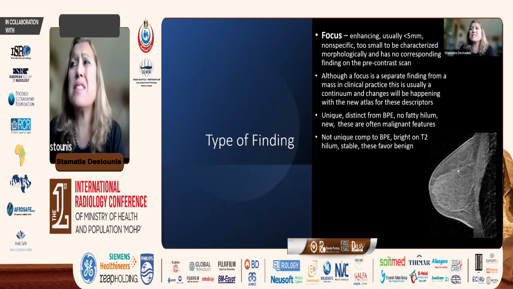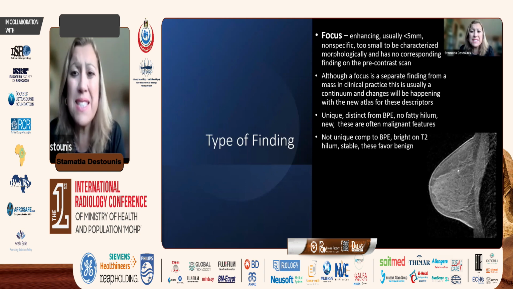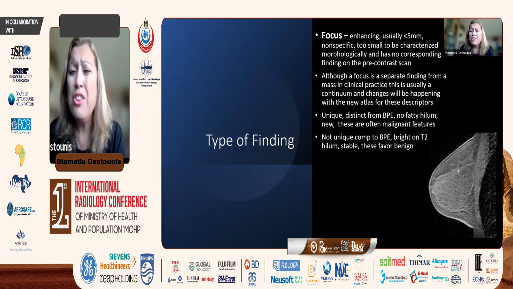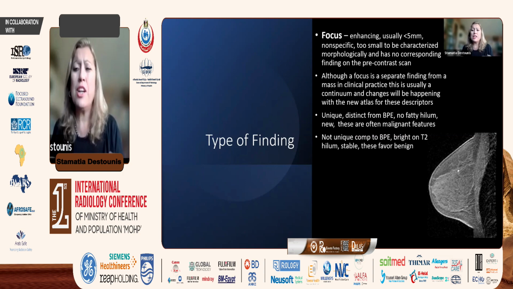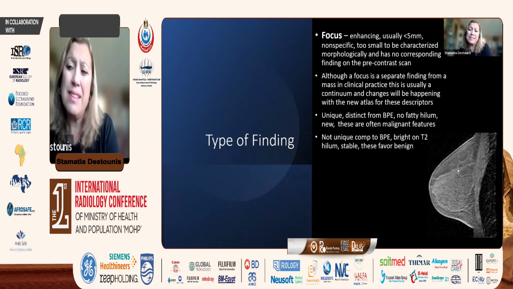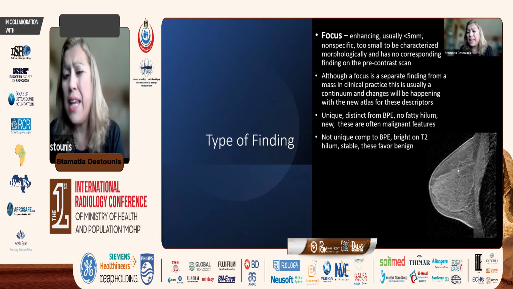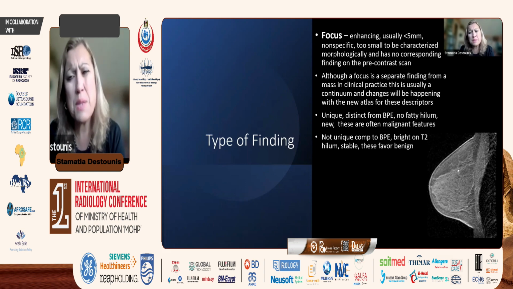A focus is a small, less than 5 millimeter, non-specific area that enhances. It's hard to characterize morphologically. We can't find it on the pre-contrast scan. And although a focus in our lexicon is very distinct from a mass, we know in clinical practice, things are at a continuum, and actually changes will be happening in the 6th edition that will make our life easier between these two. So our focus currently that's unique from BPE, that has no fatty hilum, that's new. Those are all kind of suspicious characteristics for a malignant process.